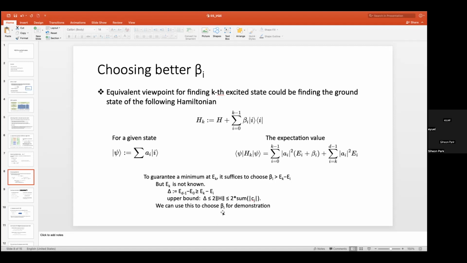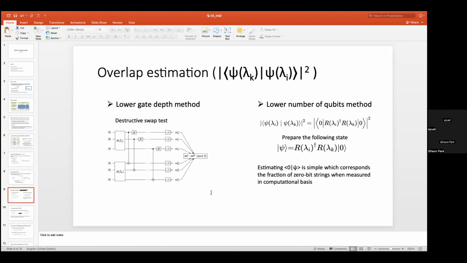One good thing about choosing beta I is that even if we choose a wrong beta I, when we do the optimization we finally get a result that is the difference between those two. So if we chose a beta I which is less than Ek minus Ei, from the result we can tell whether we made a wrong choice or right. So that's one good thing about this way of choosing beta I. It's kind of self-correcting. So that's how we choose the beta I.